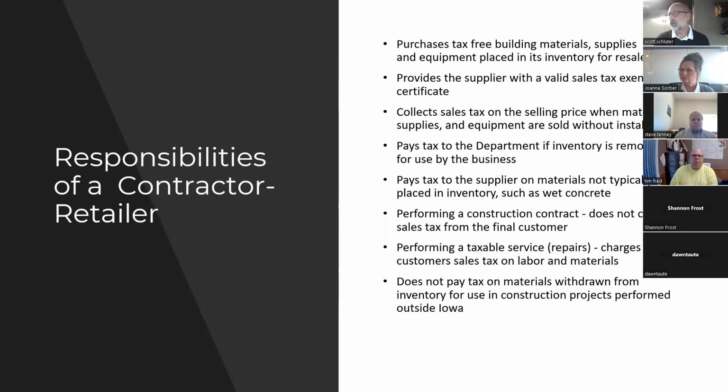Okay, next. Again, to go over their responsibilities, a contractor retailer is purchasing their supplies and materials tax-free with that resale exemption certificate. They are collecting sales tax on the end user from the person that comes in to their storefront to buy it, or if they're pulling it from inventory, they're self-assessing use tax. Now, if they're going to do a repair job, they're going to itemize labor and material on their invoice to their customer, and they're going to collect tax and remit it to the department.